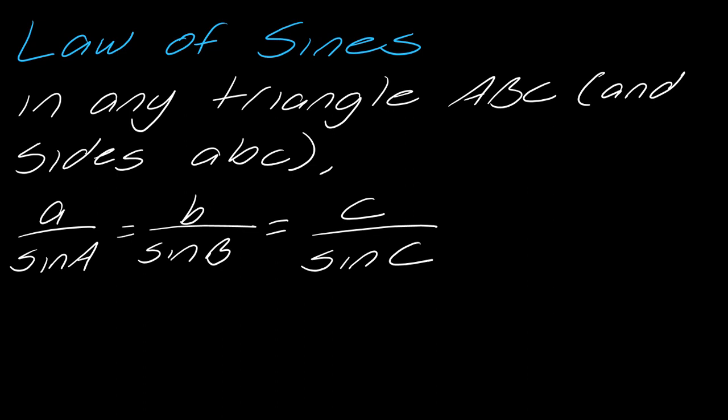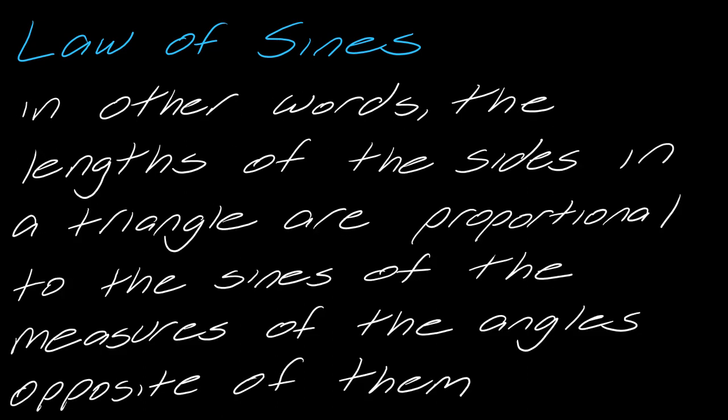Or, in other words, the lengths of the sides in a triangle are proportional to the sines of the measures of the angles opposite of them. So that is what the law of sines says, and this allows us then to solve different triangles, and I'm going to show you how to do that in a second.